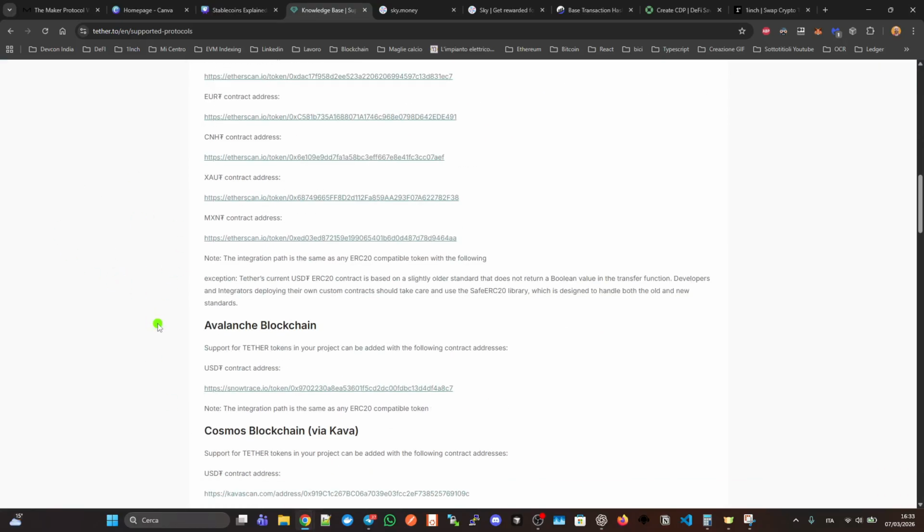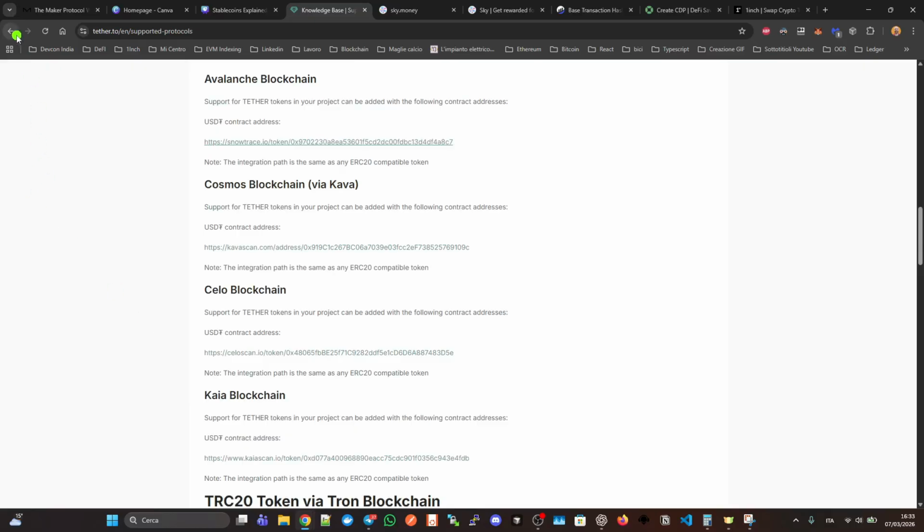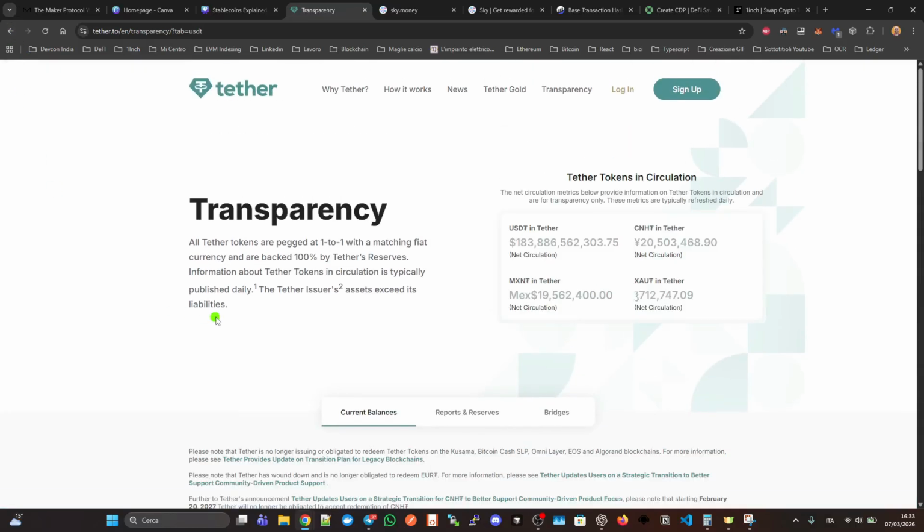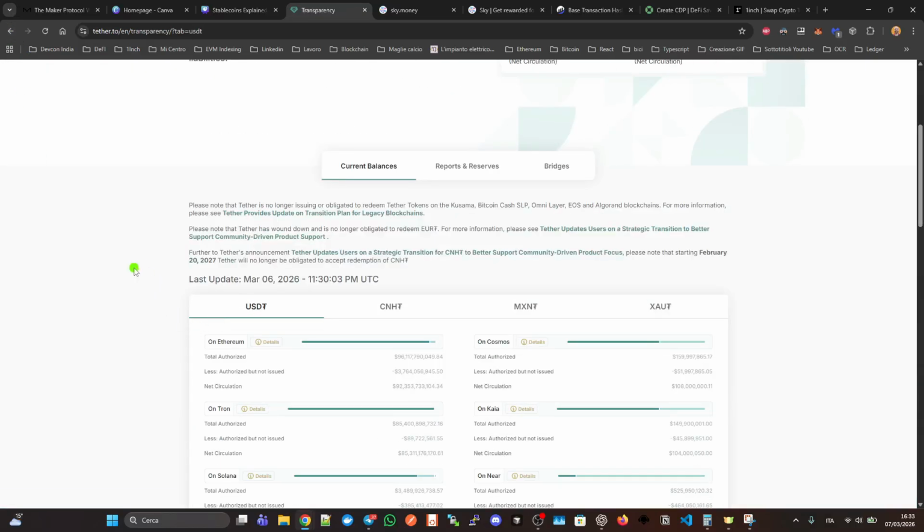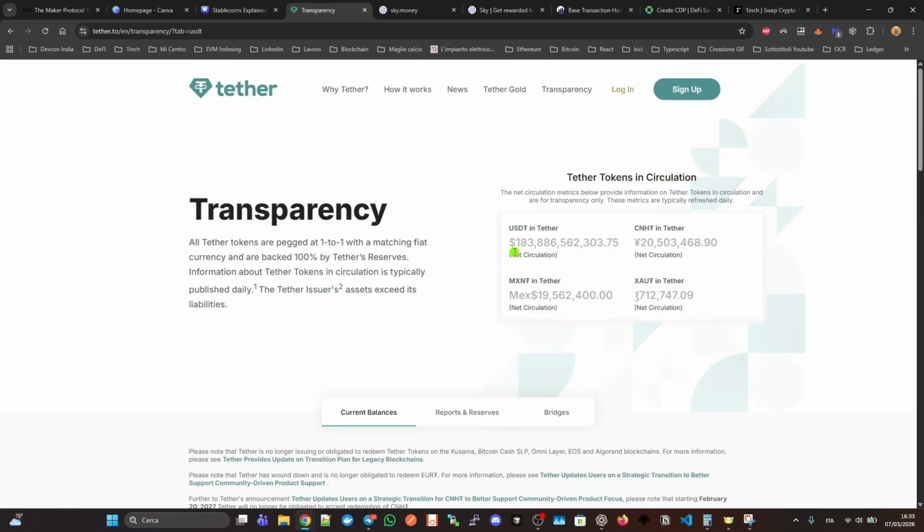Okay, here there are also the contract. Okay, this is interesting, but I wanted to... So there are 96 billion USDT on Ethereum. This is important.